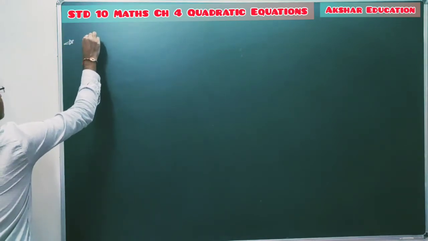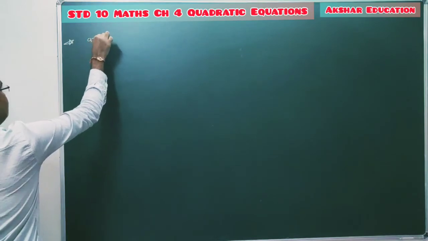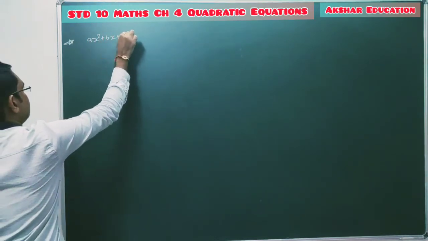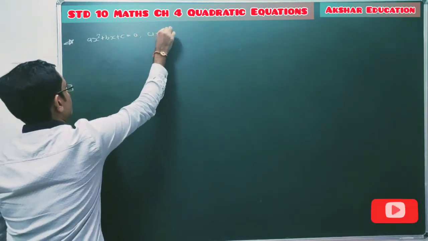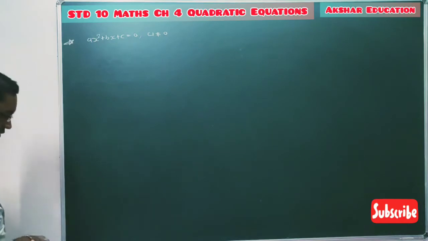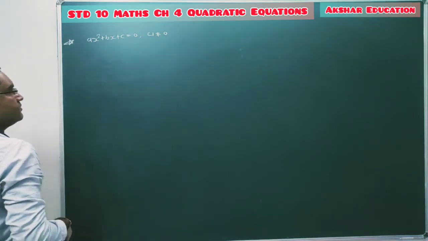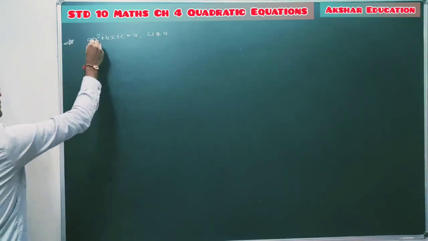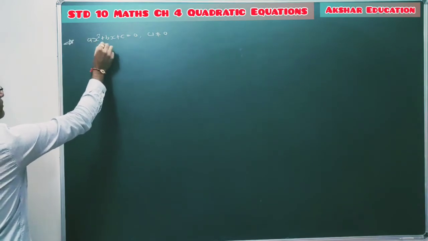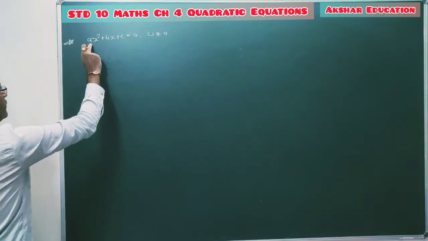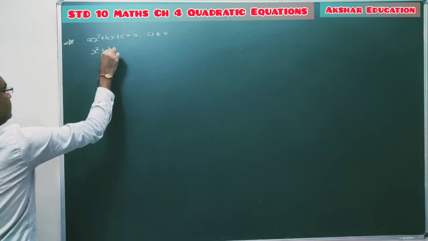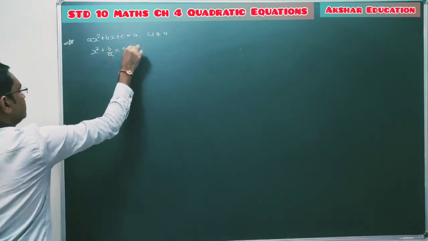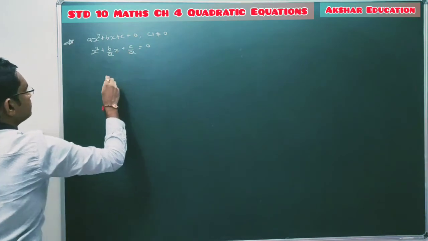So a quadratic equation is ax square plus bx plus c equal to 0, and the condition is a is not equal to 0. What we did in the completing square method, we have to do over here. We have to divide this equation on both sides by a, because we have to remove the coefficient of x square. So here it's x square plus b by a x plus c by a equal to 0.